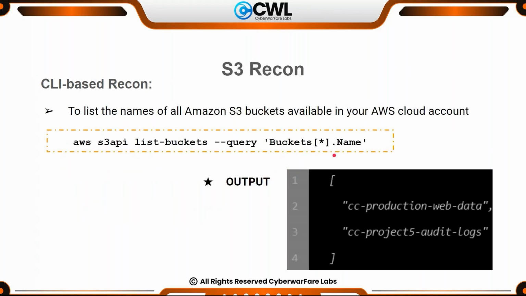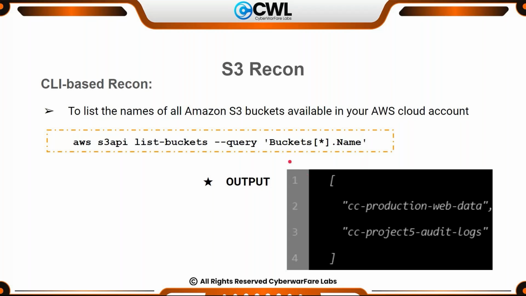Now let's move on to our next service, which is S3. Here we are conducting reconnaissance to identify publicly exposed S3 buckets by examining access control list configurations. First of all, we will list all the buckets available in our AWS account. This command will do this. This command will list all the buckets present in your AWS account.